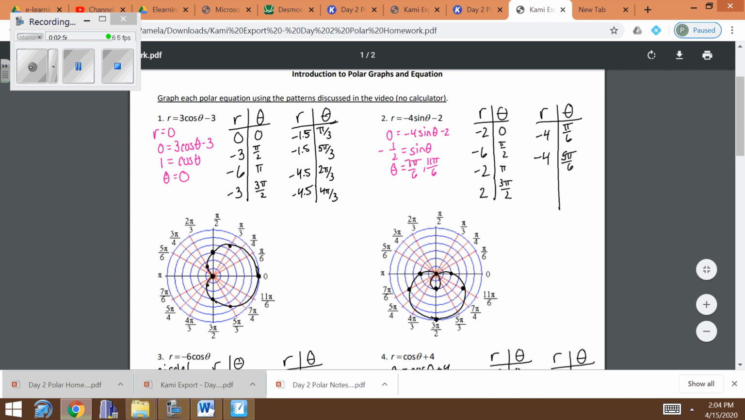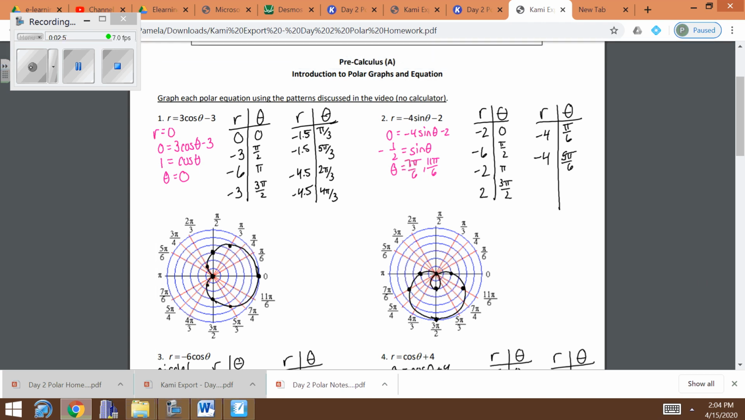But again, these are our positives. Our negatives are going to be going in the other direction. Again, that helps us get that more circular shape. Notice, because it's a cosine, it's symmetric to the horizontal axis. And again, because it only intersected the pole in one spot, that helped me decide that it was a cardioid there.